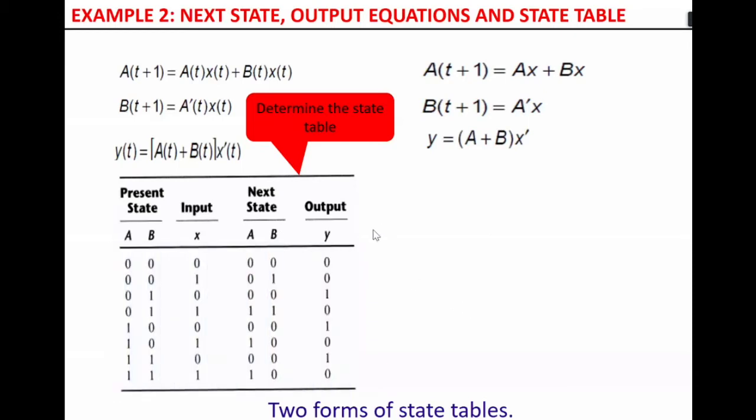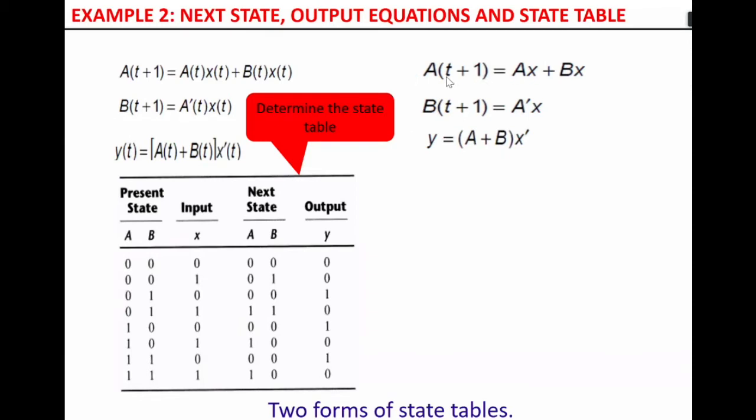Okay, you should at least have gotten your present state A, B, and input X. You fill in the different combinations for all these three: 0, 1, 0, 1, 0, 1, 0, 1, 0, 0, 1, 1. Use this configuration, 0, 0, 0, 1, 1, 1, like that.